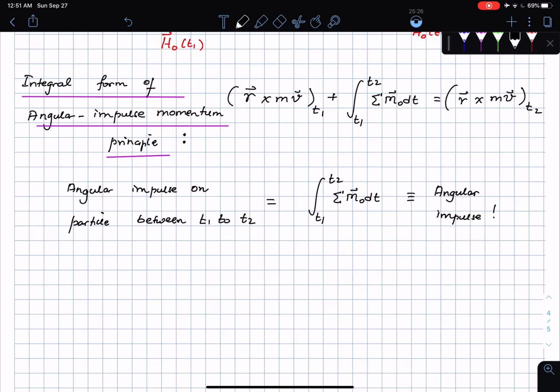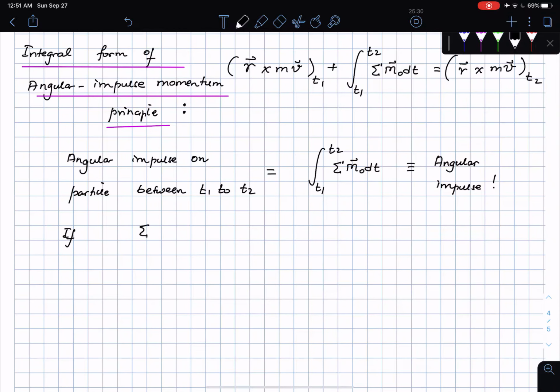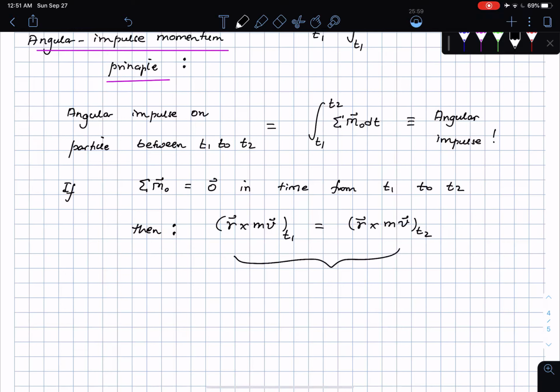And if the net moment is zero in the time interval from T1 to T2, then R cross MV at time T1 will be equal to R cross MV at time T2, and you know that this is going to be conservation of angular momentum about a point. Okay, so we're almost there.